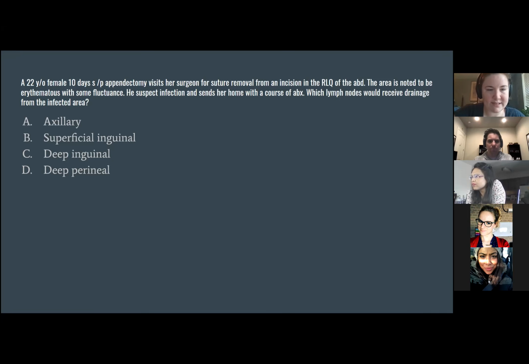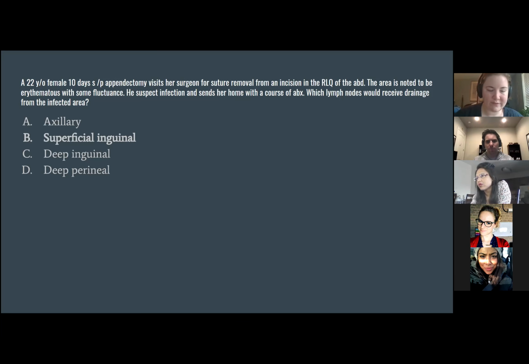And that's status post appendectomy in the right lower quadrant of the abdomen. Suspect infection, sends her home with a course of antibiotics. Okay, advancing in 5, 4, 3, 2, 1.